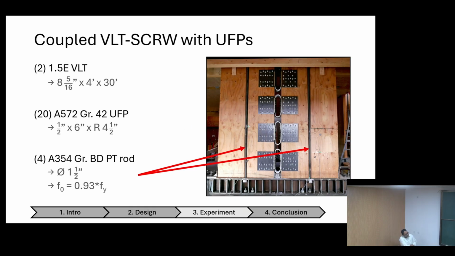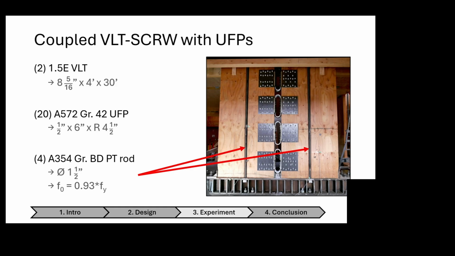And then the post-tensioning rods were a high grade, a high strength rod, which is way higher grade than any other. A lot of steels out there, 1.5 inch diameter. And this is your post-tensioning ratio. The rods were initially post-tensioned to 93% of the yield value, which is quite a bit higher.